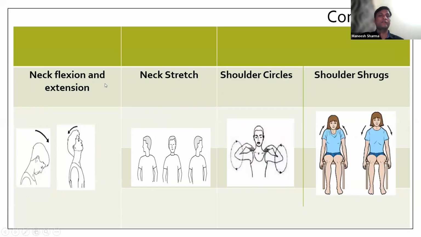Also the neck flexion and extension, neck stretch, shoulder circles and shoulder shrugs. These are a few exercises which can be taught to the patient so that muscle lethargy can be prevented and the patient may have proper circulation.